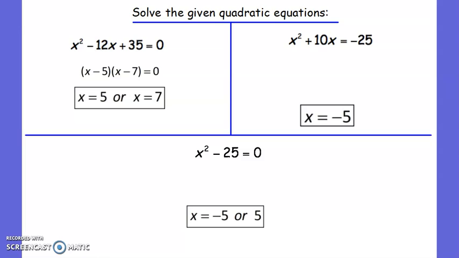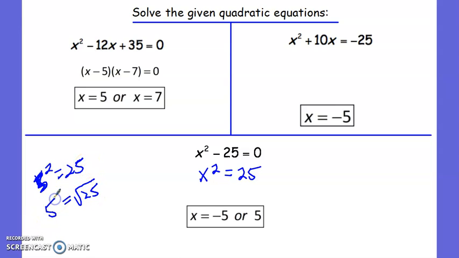Now these two work really well because instead of factoring, what if we just went ahead and solved? Notice down here in the bottom there's no middle term. So we could actually just add 25 to the other side. And in order to get rid of a squared power, hopefully you know that the inverse of a square is the square root. So x squared equals 25. Well, that just means that the square root of 25 must have been x. So again, we could say that this was a 5 here. 5 squared would have been 25. Well, the square root of 25 is 5.